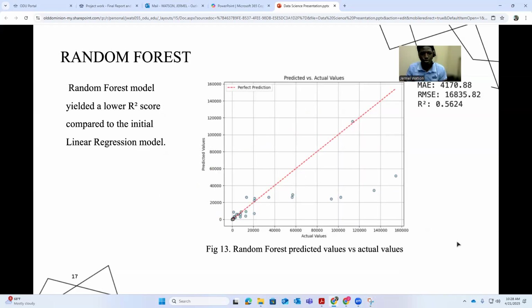I decided to shift my approach to a random forest model. However, while it performed better than the polynomial regression model, it still underperformed compared to the linear regression model. So what I decided to do was to focus on the linear regression model and refine it further.